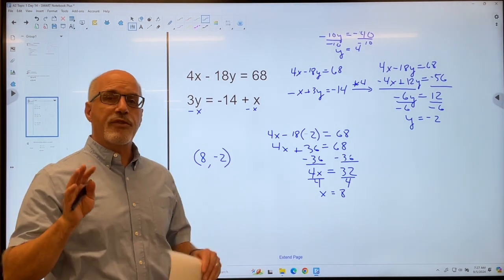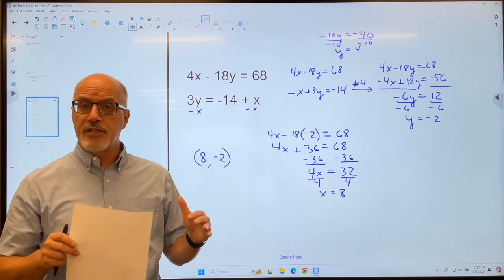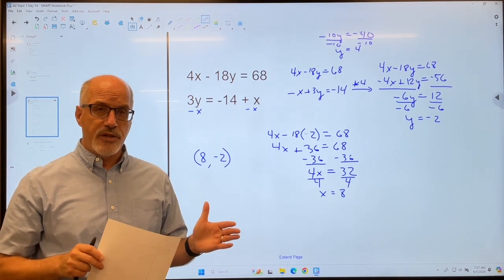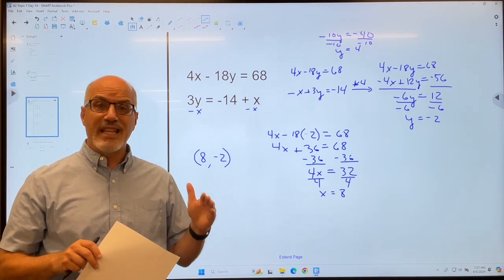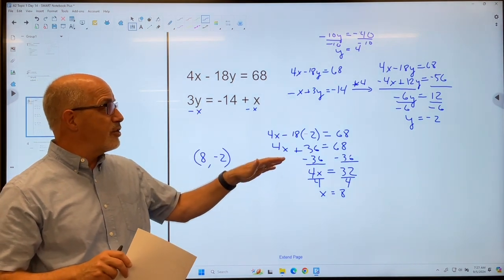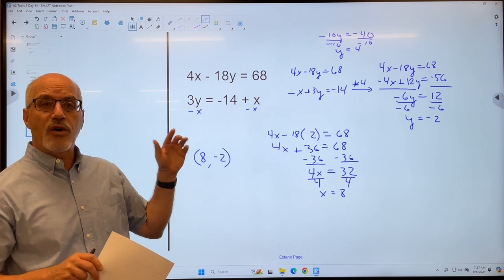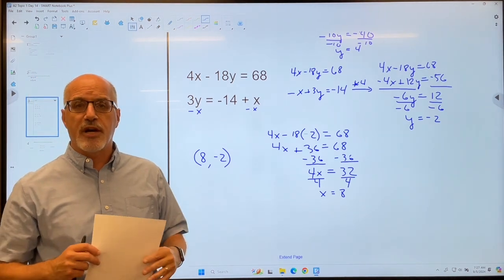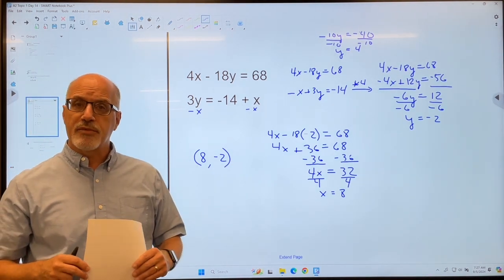So we now have 3 methods for solving systems of equations. We can graph them to see where they intersect, or if they don't intersect, if they're parallel, that's no solution, or if they are the same line, the entire line's a solution. We also have substitution that we use to solve, and then we have a new method now, elimination, also called linear combination, that will help us solve systems of equations.